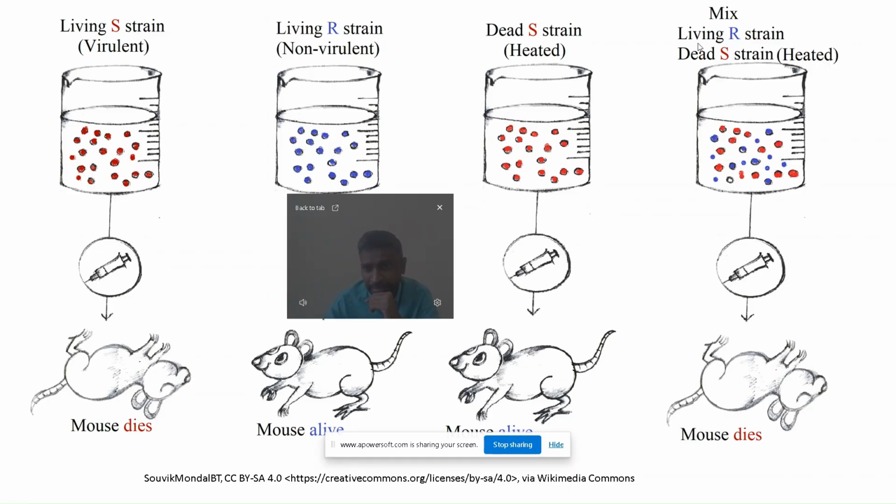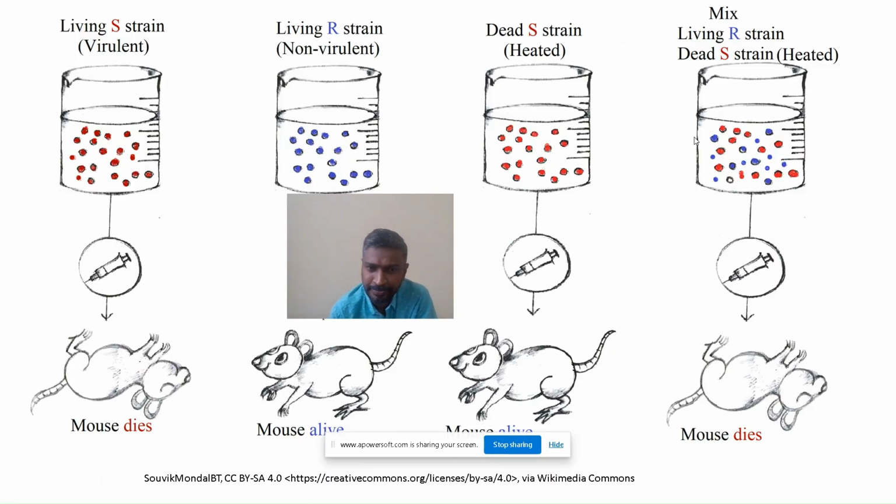If you look at the third experiment, it has both R strain and S strain. R strain is anyway non-virulent, so it doesn't cause a disease. So he mixed R strain with the dead S strain, which is heat-killed. When he injected it, the mouse again died.